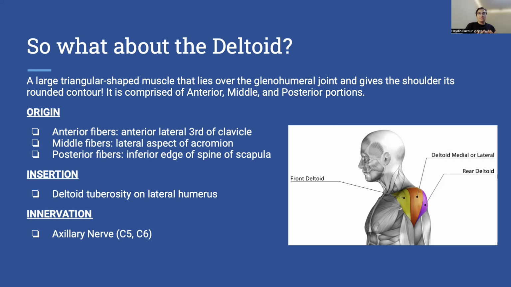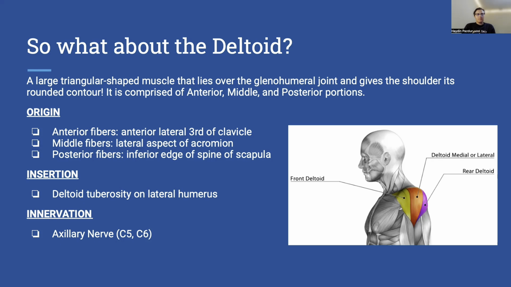The cool thing about the deltoid is it has 3 different parts to it. It has an anterior, middle, and posterior portion. Now, these fibers all have the same insertion and innervation, but they have different origins. The anterior fibers on the front side have an origin of the anterior lateral third of the clavicle, while the middle fibers of the deltoid have an origin of the lateral aspect of the acromion, whereas the posterior fibers originate at the inferior edge of the spine of the scapula.